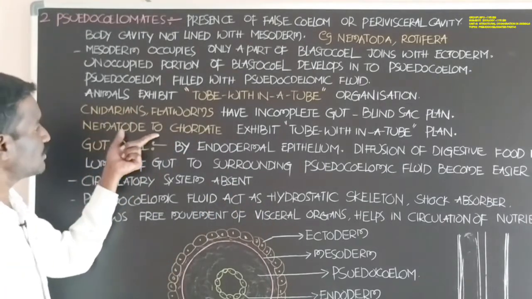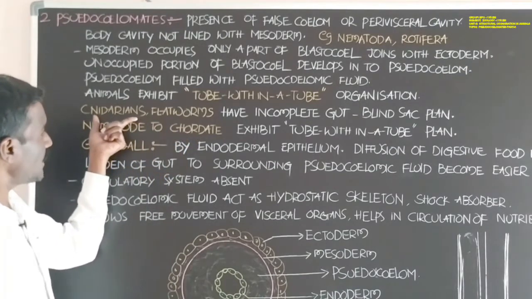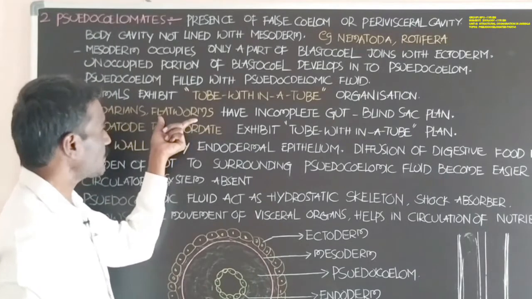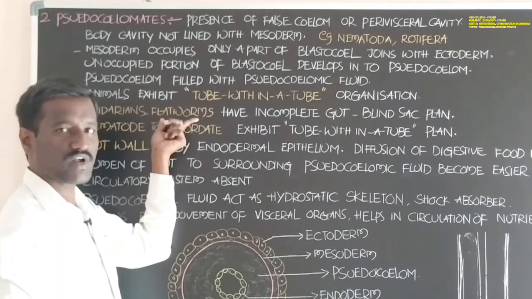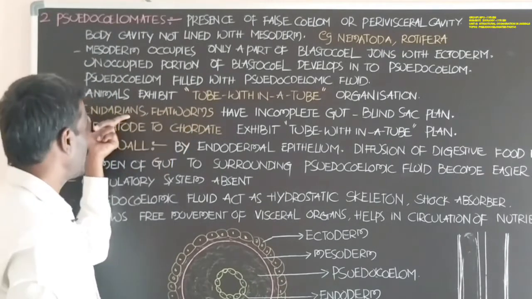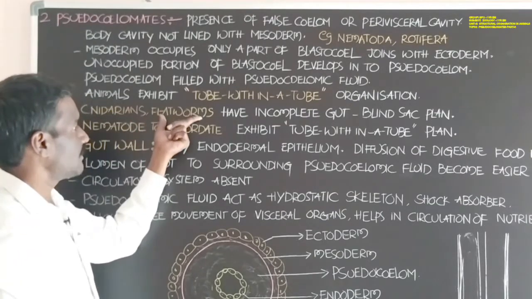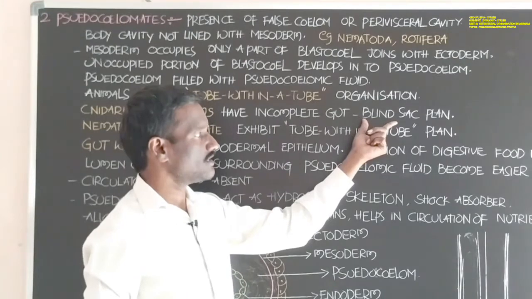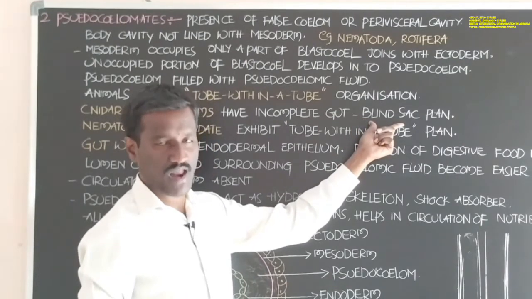Next, nematodes, cnidarians, flatworms. Flatworms belong to the phylum Platyhelminthes. Cnidarians and flatworms have an incomplete gut. So these exhibit the blind sac plan.